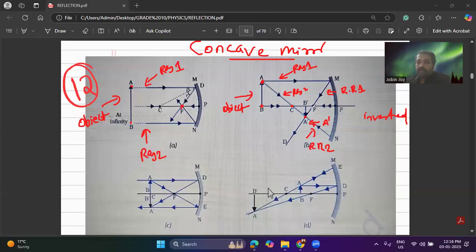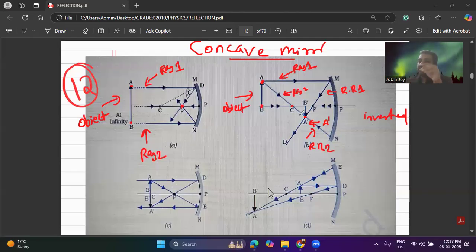And what about the size of the image? You can compare the height of the object with the height of the image. Here, the height of the image is reduced. The height of the image is not the same as the height of the object. So I can say if the object is beyond the center of curvature, then the image will be inverted, the position of the image will be between the center of curvature and focus, and finally the size of the image is reduced.